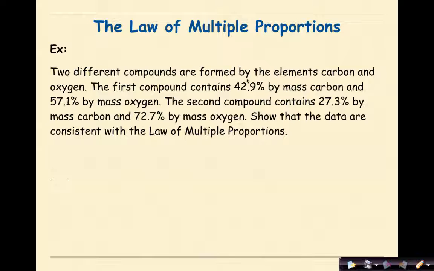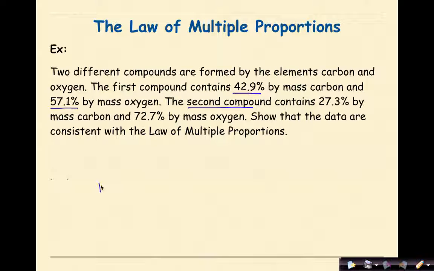Two different compounds are formed by the elements carbon and oxygen. The first compound contains 42.9% by mass carbon and 57.1% by mass oxygen. The second compound contains 27.3% by mass carbon and 72.7% mass by oxygen. Show that the data are consistent with the law of multiple proportions. I'm going to basically assume that 100% is 100 grams.